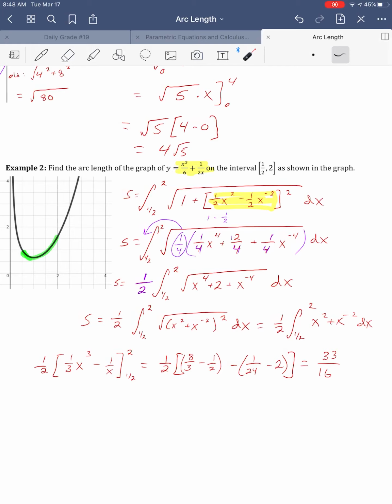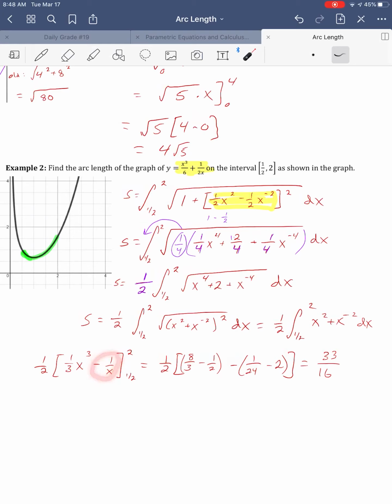So that's a weird process, especially the first time you see it. But I distributed everything out under the radical. I factored out a coefficient of 1/4, which became a 1/2 out front. Here's the kicker. This becomes a perfect trinomial. Those are hard to recognize, but the first term and the last term are perfect squares. And I can rewrite that as a perfect square binomial, which allows me to use the square root and get rid of it, which makes my integral way easier at that point.